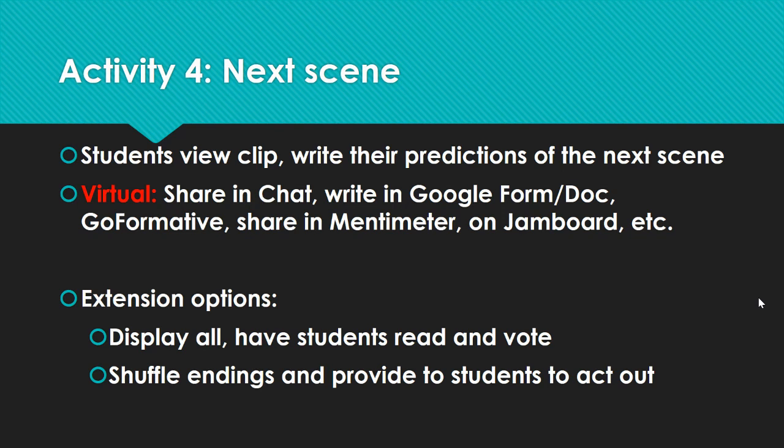So perhaps at the end of class one day, you have them write their predictions, and then you could have them prepared for the next day, with a lot of input of different versions of what possibly might happen, and then have students vote on it and continue from there. You can also shuffle the endings and have different students act them out or read them out, depending upon what your classroom situation is right now and what sort of students you have. Not all students are willing to step up and act things out, but sometimes they are.